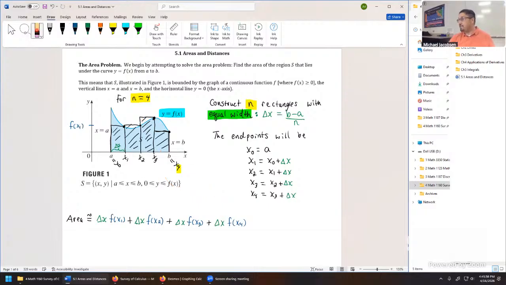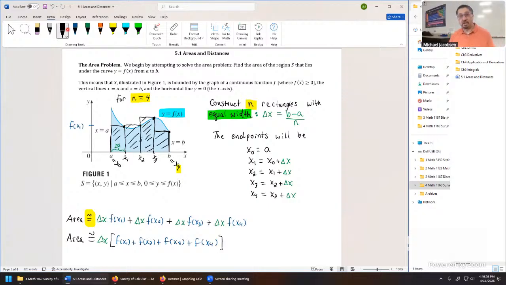So far, it's just an approximation. We emphasize that here by putting the approximately equals to. And so area is approximately equal. Here's how we'll typically write the formula. Delta x is a common factor, multiplying f at x1 plus f at x2 plus f at x3 plus f at x4.